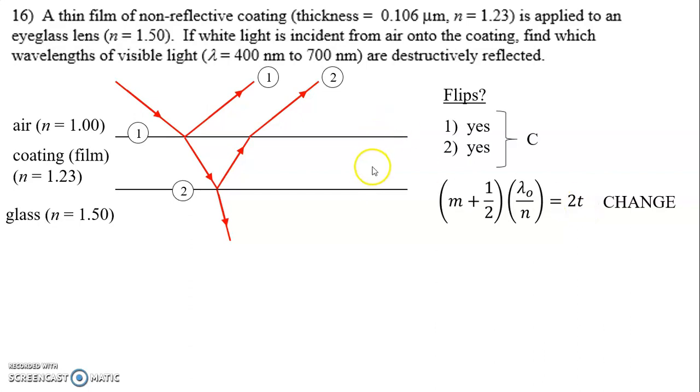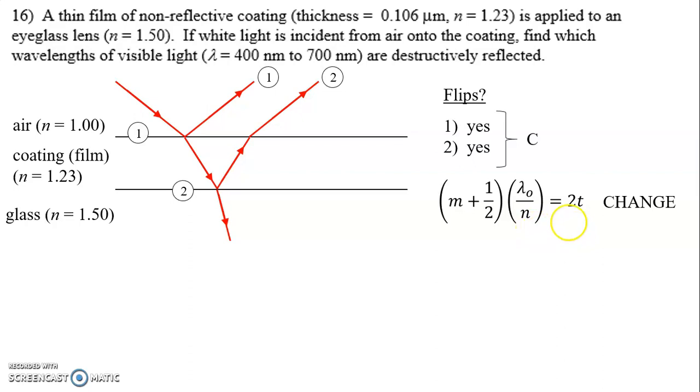T, remember, is the thickness of the film. That's going to be the 0.106 micrometers. Lambda naught, that's the wavelength in air. That's what we're going to be looking for to see which wavelengths are destructively reflected between 400 and 700 nanometers. M is the order. We're going to get to that in a second, but really it's just an integer telling you how many half wavelengths it's going to be off by.